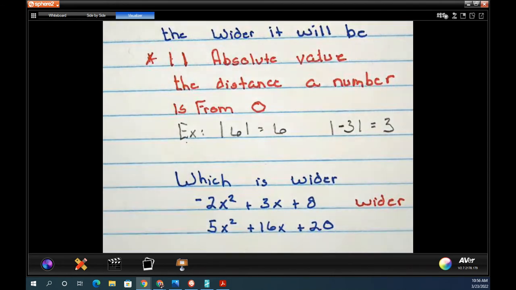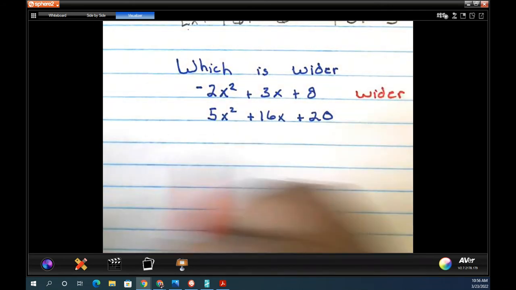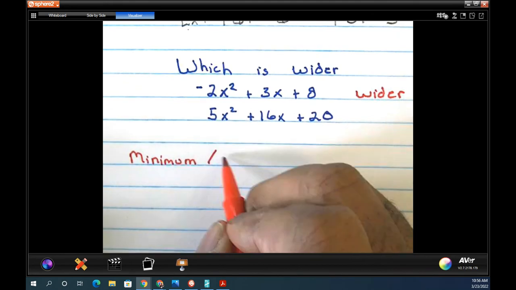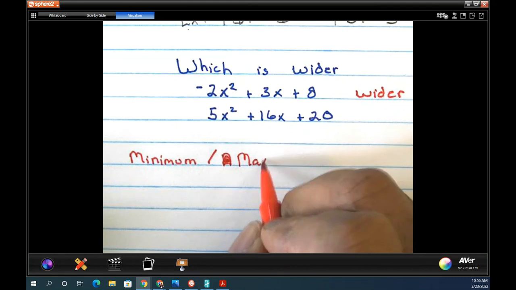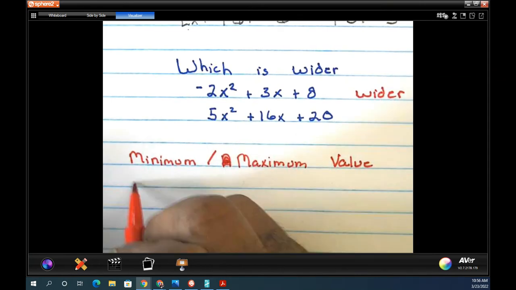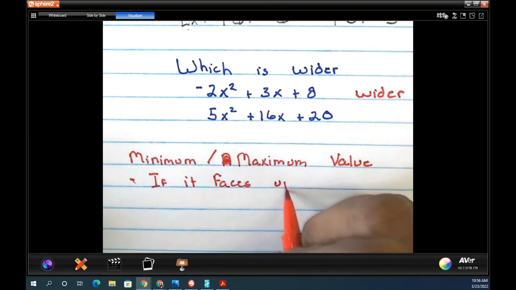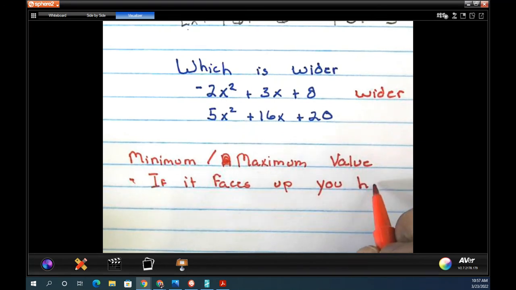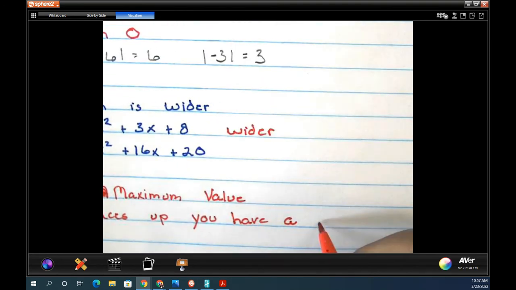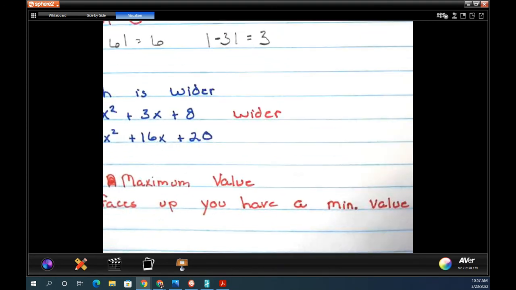Now, here it is. Last thing. Minimum and maximum value. If it faces up, you have a minimum value. I'm going to abbreviate minimum. You have a minimum value.